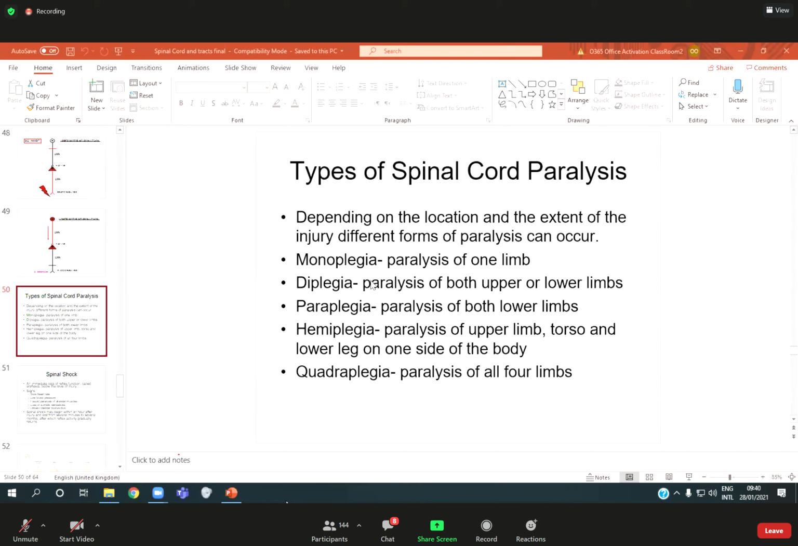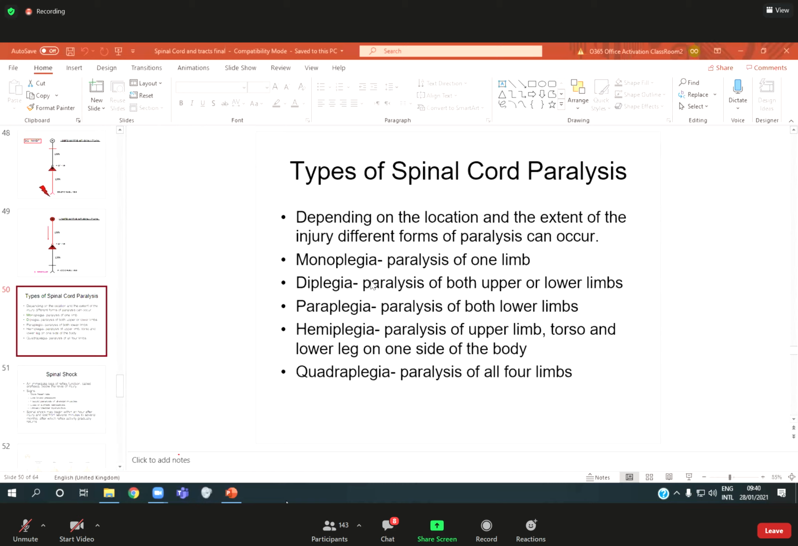So can you explain the upper motor neuron and the lower motor neuron? If you have damage to the white matter column, the motor tracts, you have an upper motor neuron lesion, because these are the corticospinal fibers which are going down to the lower segments of the spinal cord.